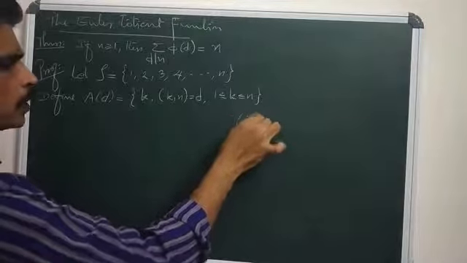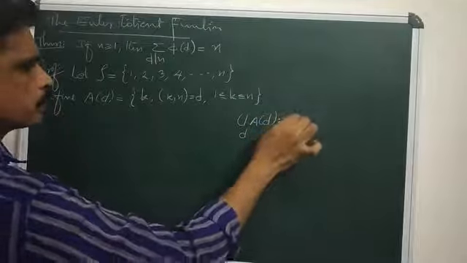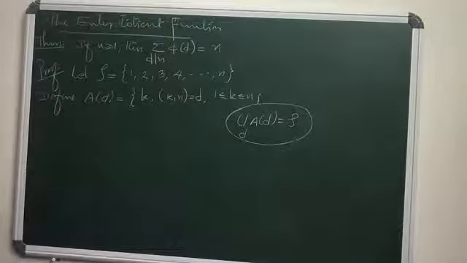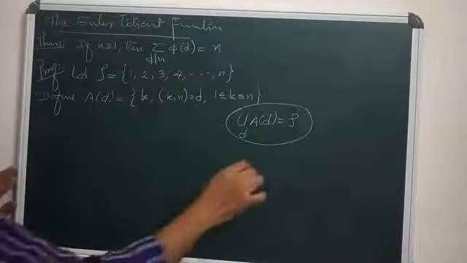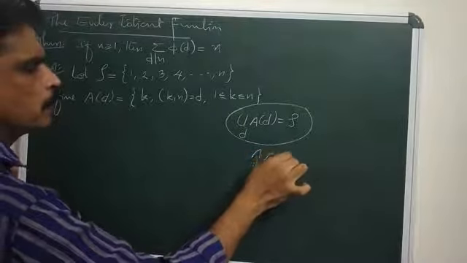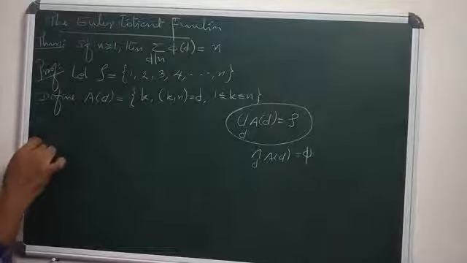The union of A of D with respect to D is always S. Also, the intersection of A of D with respect to D is always empty. This A of D are mutually disjoint. Why? Because we take an example.